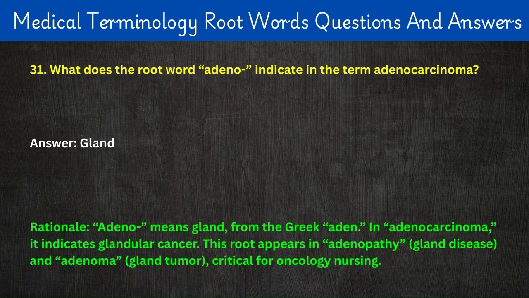31. What does the root word adeno- indicate in the term adenocarcinoma? Answer: gland. Rationale: Adeno- means gland, from the Greek aden. In adenocarcinoma, it indicates glandular cancer. This root appears in adenopathy, gland disease, and adenoma, gland tumor, critical for oncology nursing.